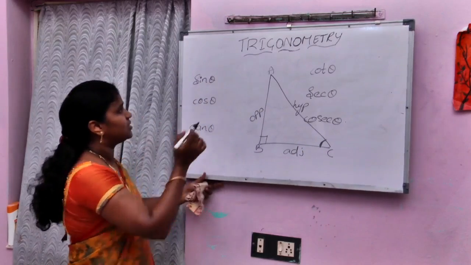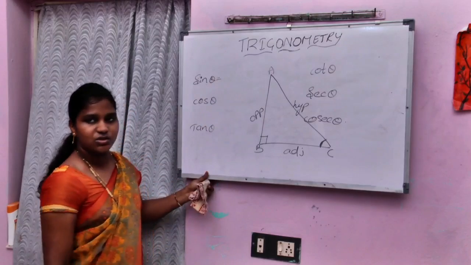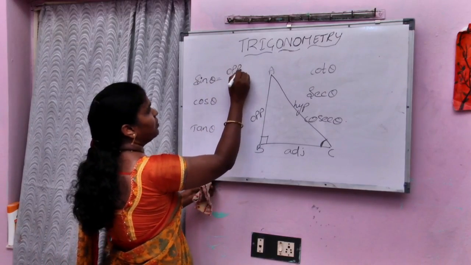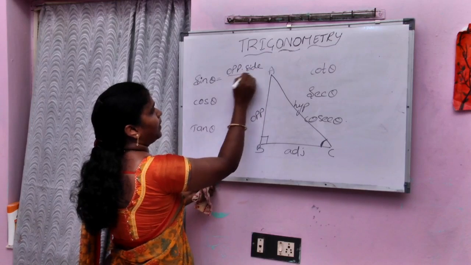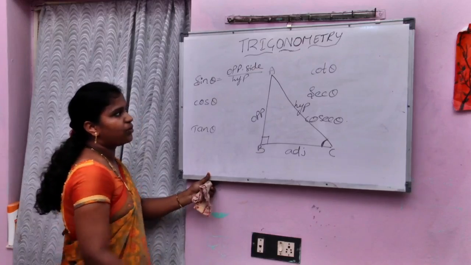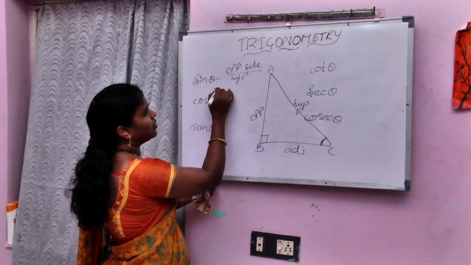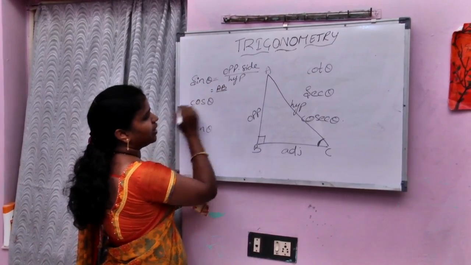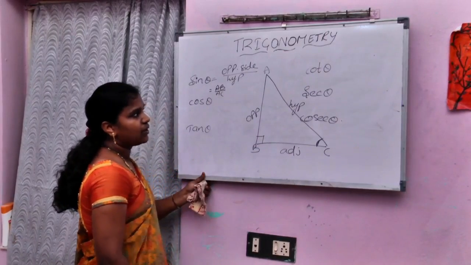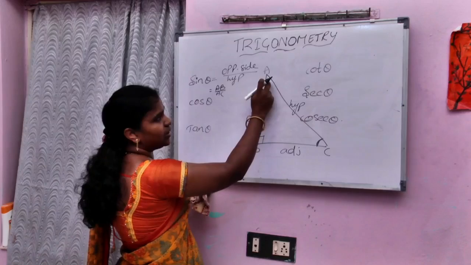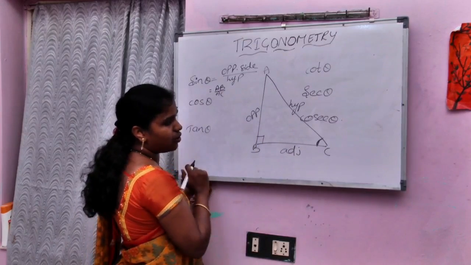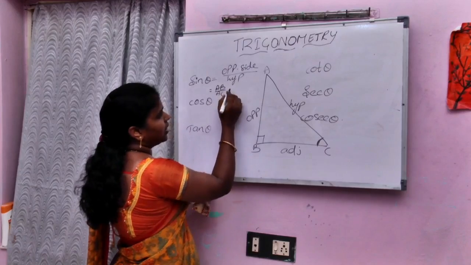Now let us see the first trigonometric ratio, that is sin theta. Sin theta is nothing but opposite side by hypotenuse. Now the opposite side is AB, because I have considered the acute angle at C. If I had considered the acute angle at A, then the opposite side changes, that is BC will be the opposite side. So AB by AC.